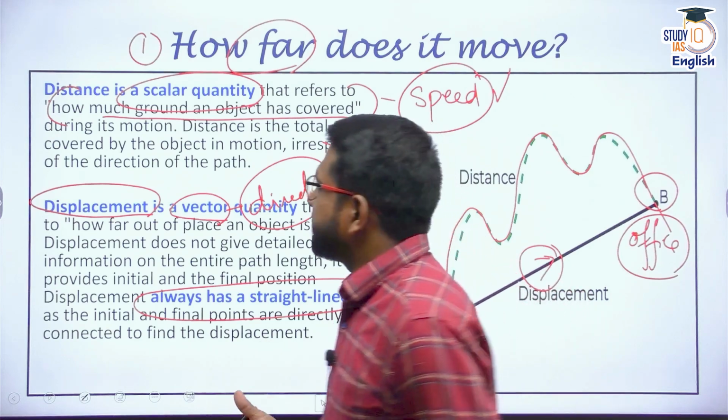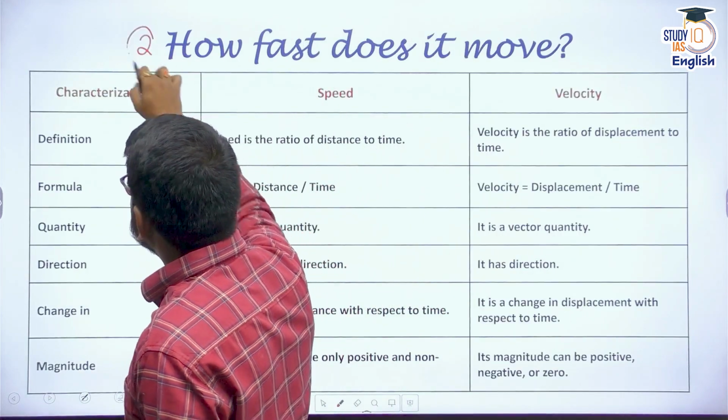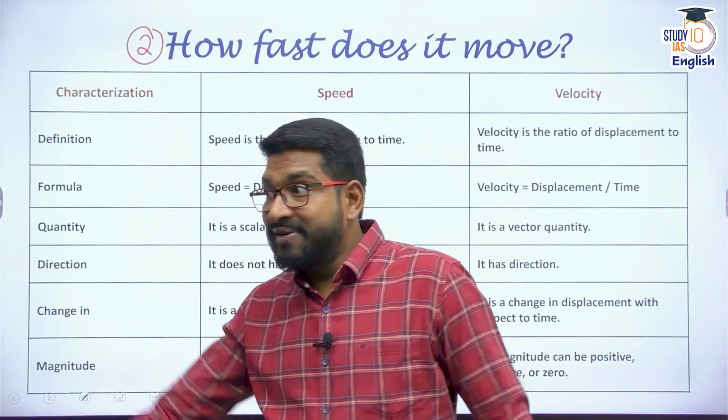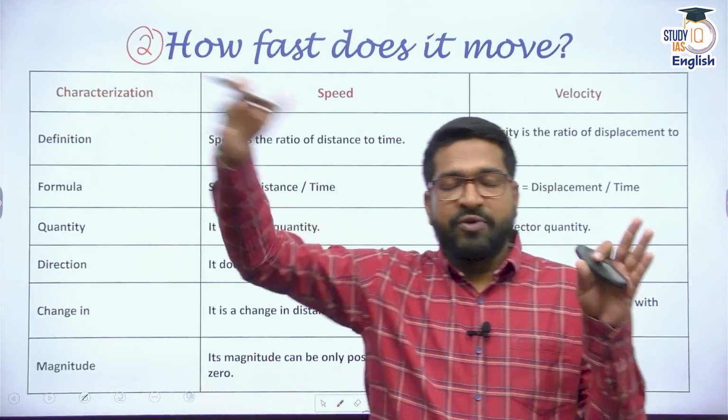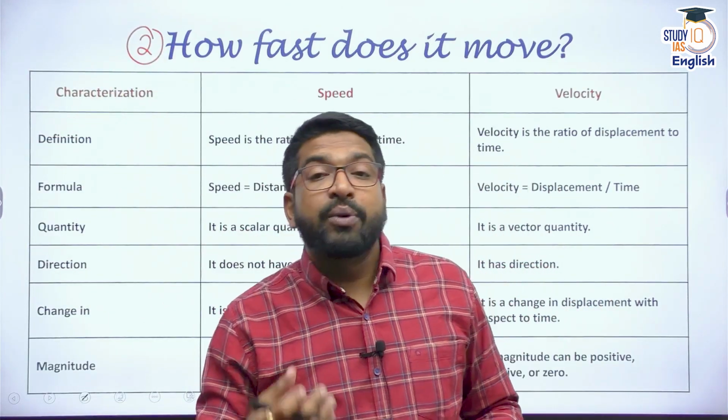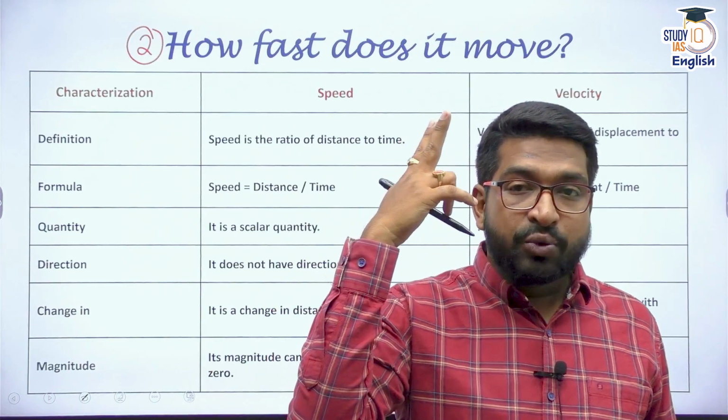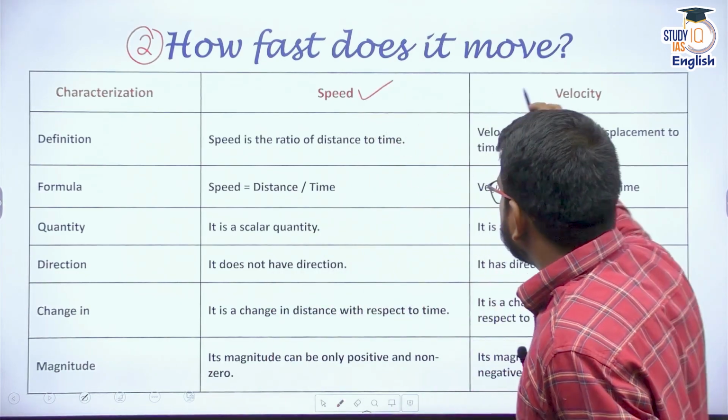The next aspect is how fast does an object move? How have I reached? I've reached from home to office. How? By how much speed? Now here, characterization can be done through two bases. One is through speed and another is through velocity.